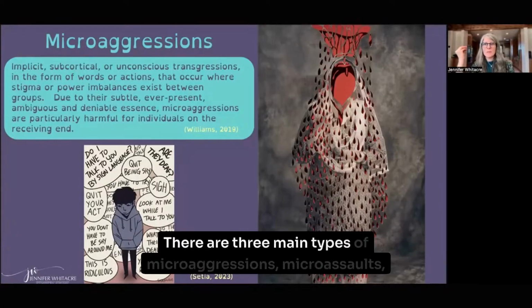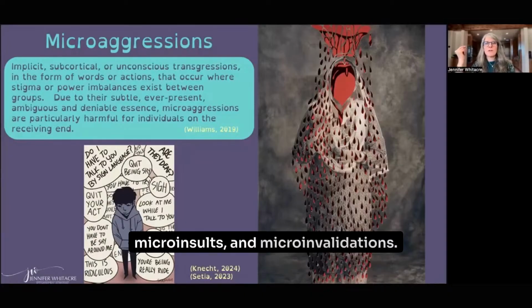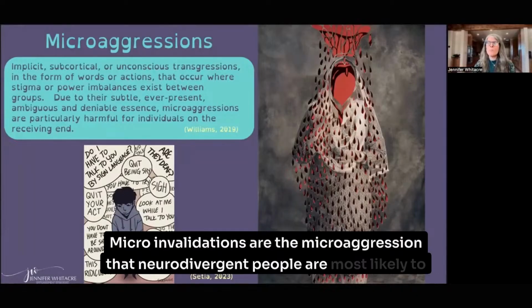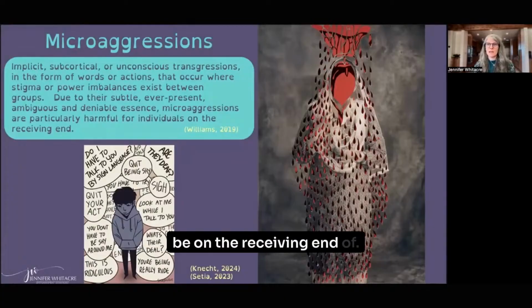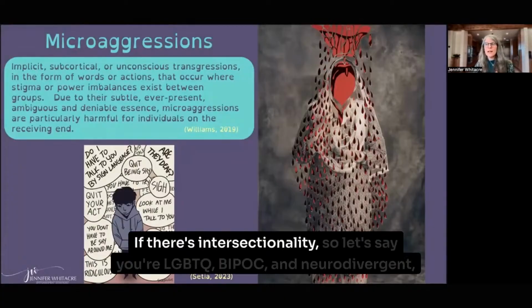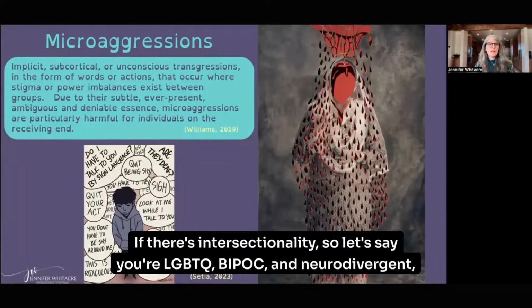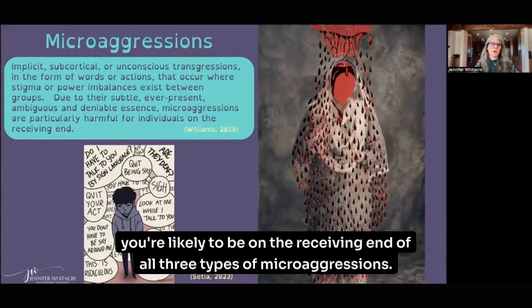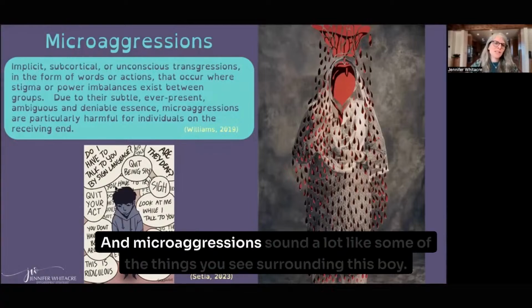There are three main types of microaggressions: microassaults, microinsults, and microinvalidations. Microinvalidations are the microaggression that neurodivergent people are most likely to be on the receiving end of. If there's intersectionality, so let's say you're LGBTQ, BIPOC, and neurodivergent, you're likely to be on the receiving end of all three types of microaggressions. And microaggressions sound a lot like some of the things you see surrounding this boy.